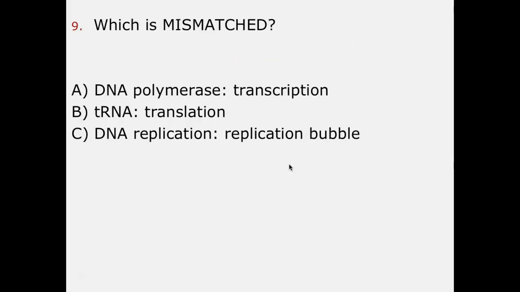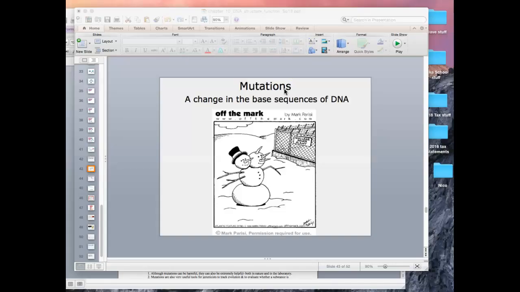All right, which is mismatched? Okay, the answer is A, because what DNA polymerase does is replicate. DNA polymerase makes DNA, RNA polymerase makes RNA. So for DNA polymerase, the matching part here should be replication, DNA replication. The enzyme that does transcription is called RNA polymerase, because RNA polymerase makes RNA, and transcription is the process that makes RNA. All right, and that's it.